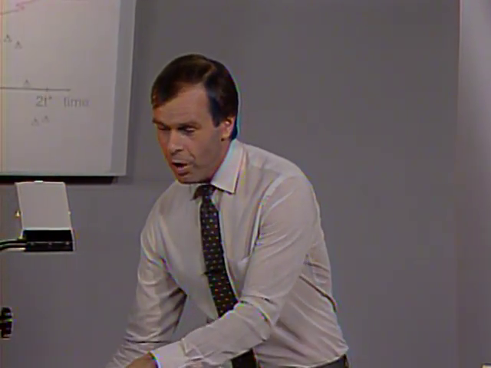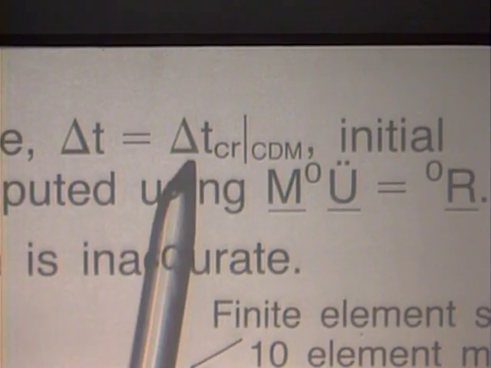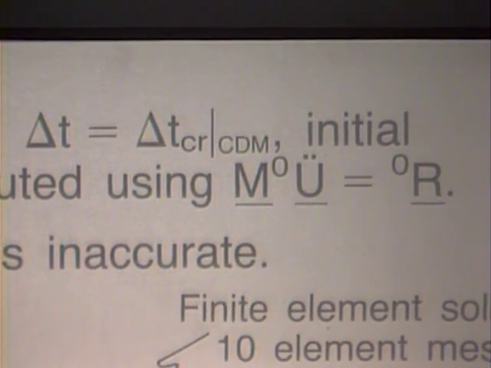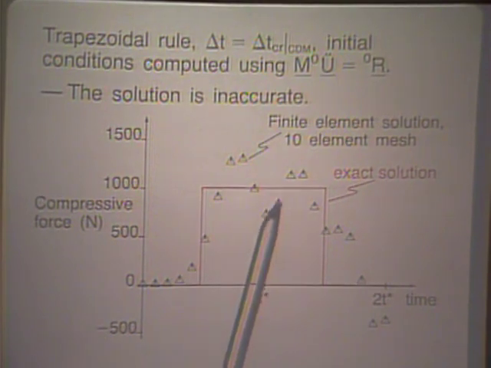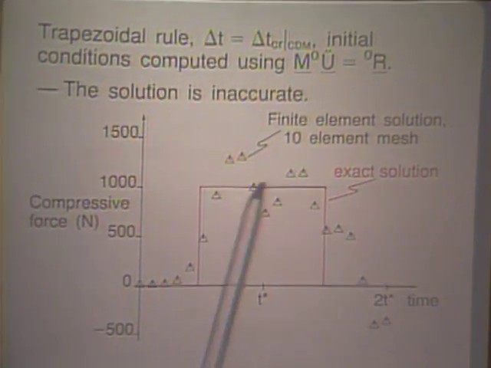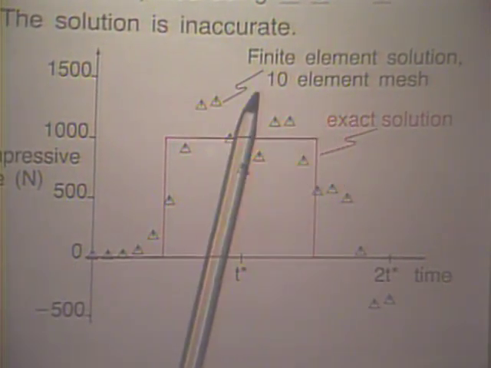If we use the trapezoidal rule with the time step that we employed in the central difference method, in fact the critical time step that we used there, and we also use the initial conditions computed as shown here, the way we did it for the central difference method solution, we find that the solution is very inaccurate when compared to the exact solution. Here, of course, we also use the 10-element mesh.